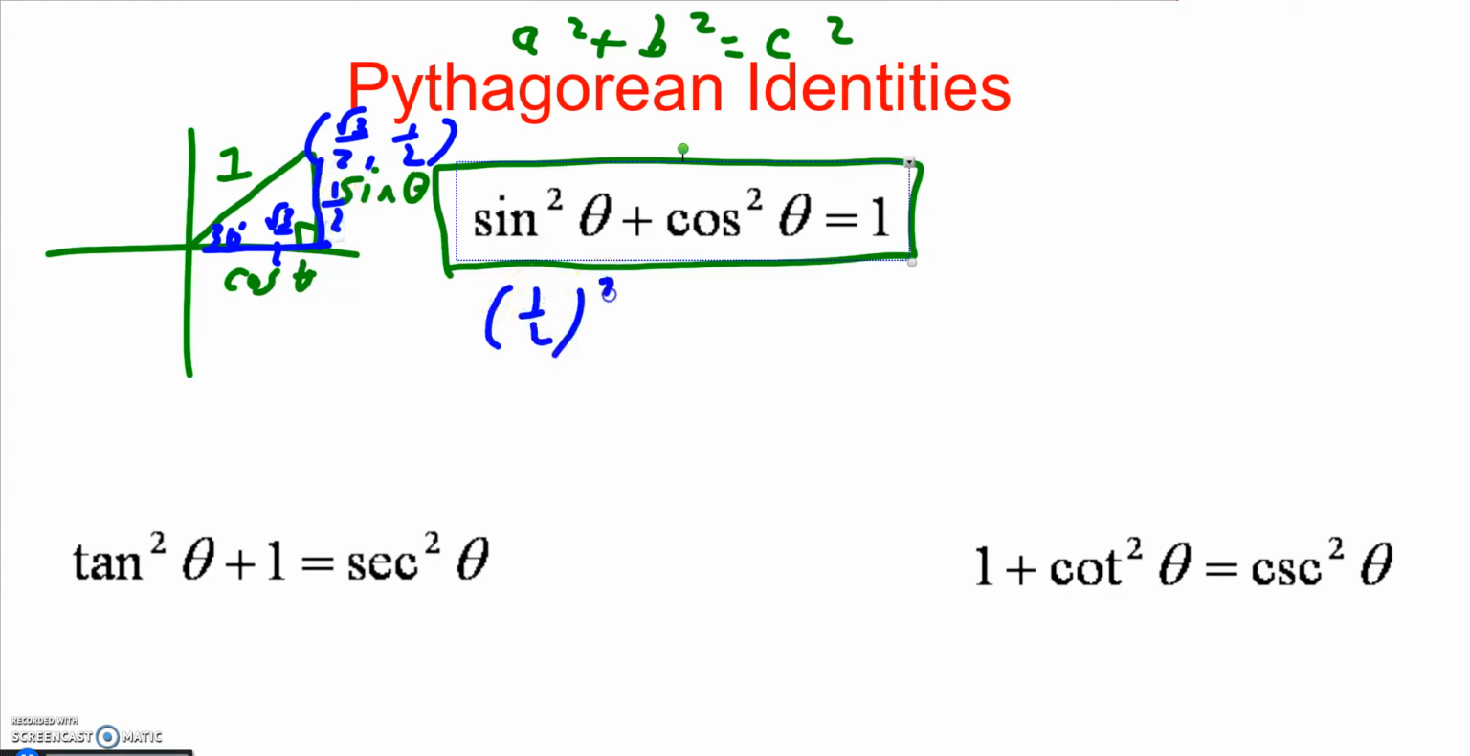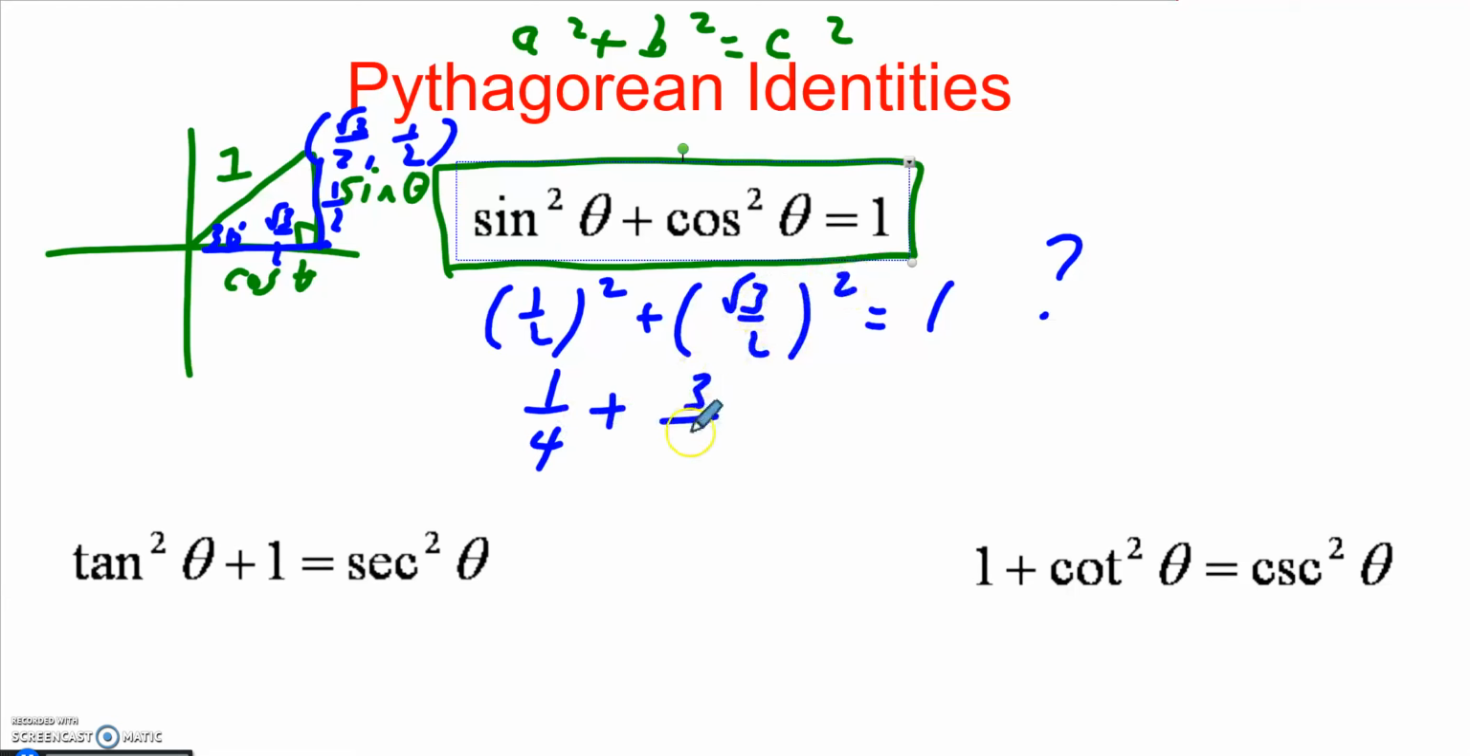Does the y value squared plus the x value squared equal 1? Well, if I square 1/2, you square the top and the bottom, so that will be 1/4 plus √3² is just 3, 2² is 4, 1/4 plus 3/4 equals 4/4, so 1 does equal 1, so yes, this identity does hold true.